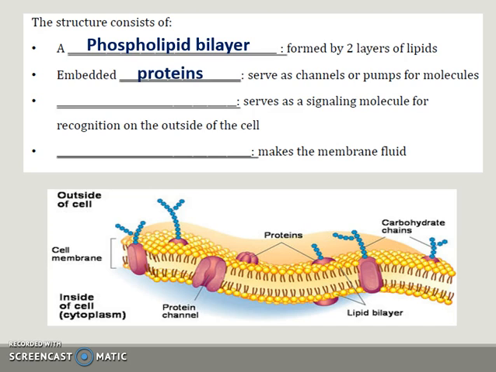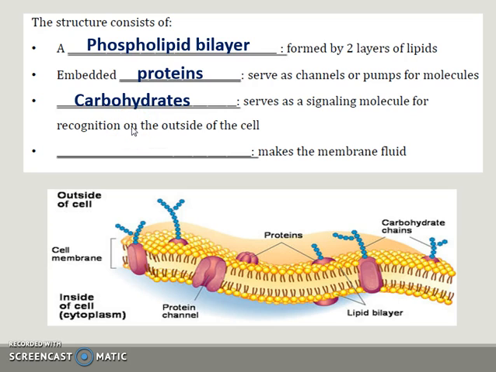The structure of a cell membrane consists of a phospholipid bilayer, which is formed by two layers of lipids. If you look at the picture, these little tails would be the chains of carbons that you find in lipids, and you have two layers. So there's your phospholipid bilayer, bi meaning two. We also have embedded proteins, which are going to serve as channels or pumps for molecules. So these purple things on the membrane or in the membrane are going to be your proteins.